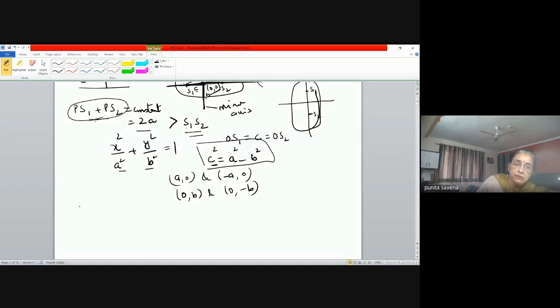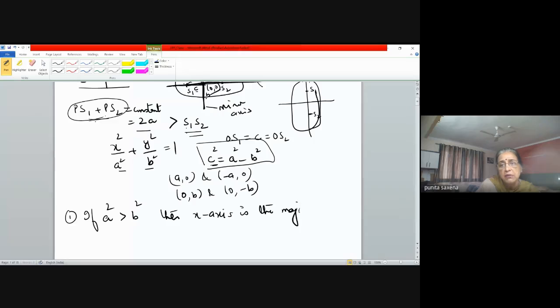The standard rule is that if in your equation A square is greater than B square, then the x-axis is the major axis. I'm just repeating what you already know. And if A square is less than B square, then the y-axis is the major axis. This is what we need to do.